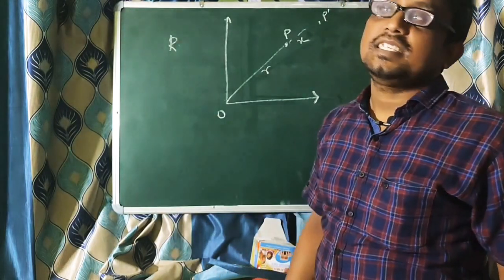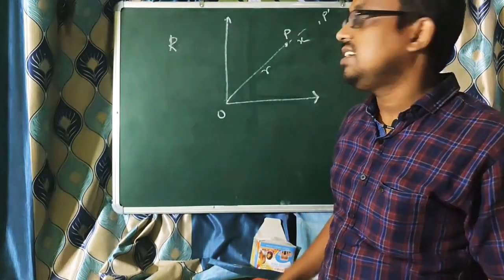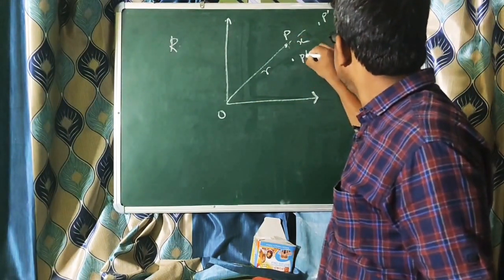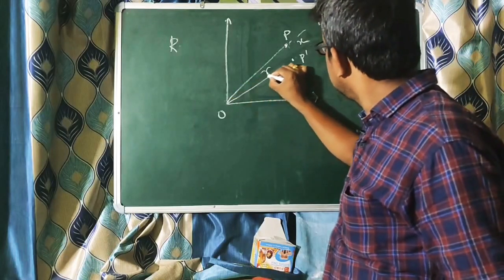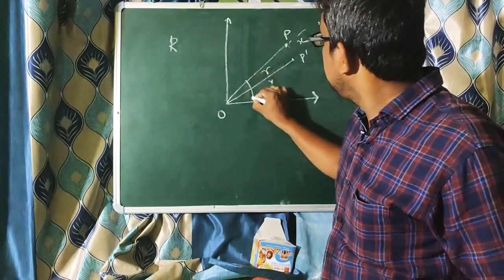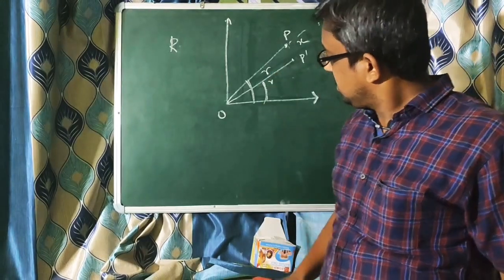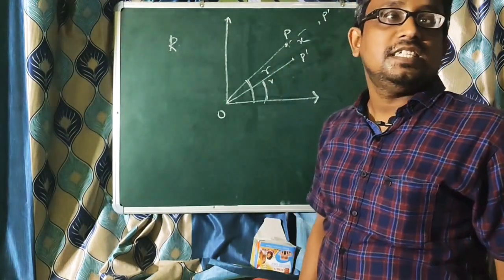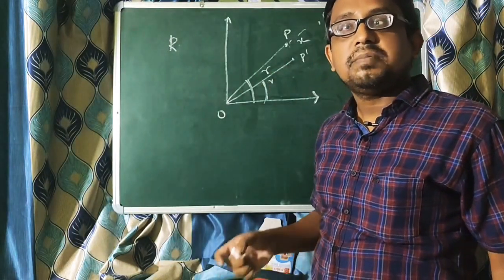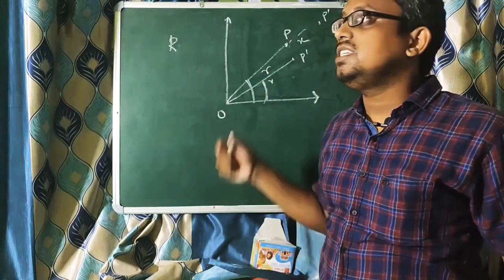Now consider another case. This distance will not change. The P will be shifted here, again P dash, and this distance remains R. It means initially it has this angle, and next time the angle is this. It means if the angle also changes, the body will be in motion. That means angle changes means the body's position changes. Position will change means the body will be in motion.